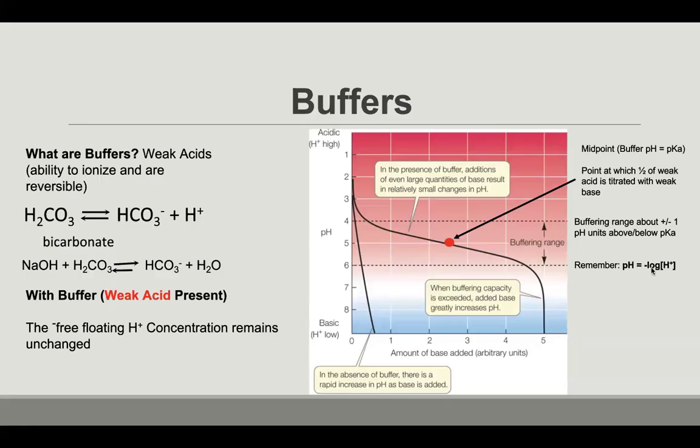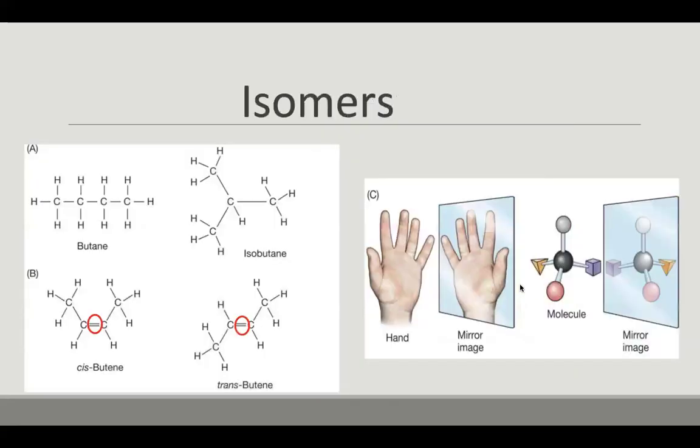pH is negative log H plus. And then what you have to remember about the buffering range is that it's not an infinite capacity. The buffer itself has a range where, if the capacity is exceeded, any added base will greatly increase the pH. So the buffer has a limited quantity of how much it's able to affect the pH by, which is usually plus or minus 1 above the pKa.